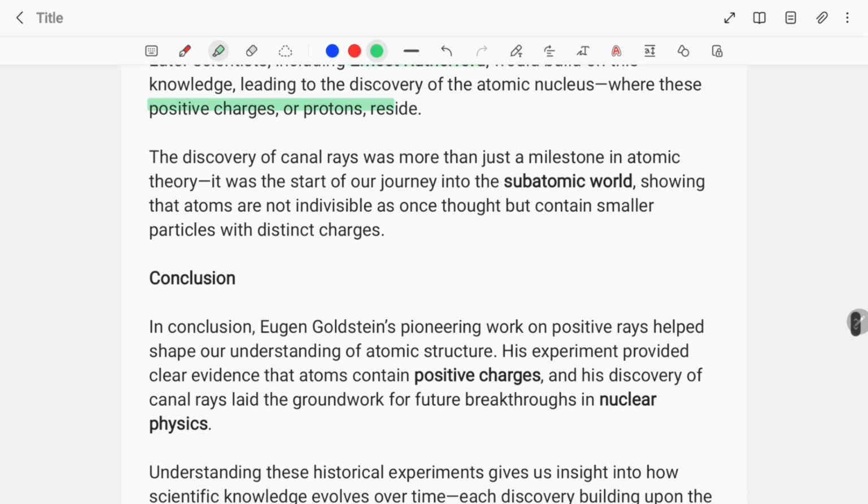The discovery of canal rays was more than just a milestone in atomic theory. It was the start of our journey into the subatomic world, showing that atoms are not indivisible as once thought, but contain smaller particles with distinct charges.